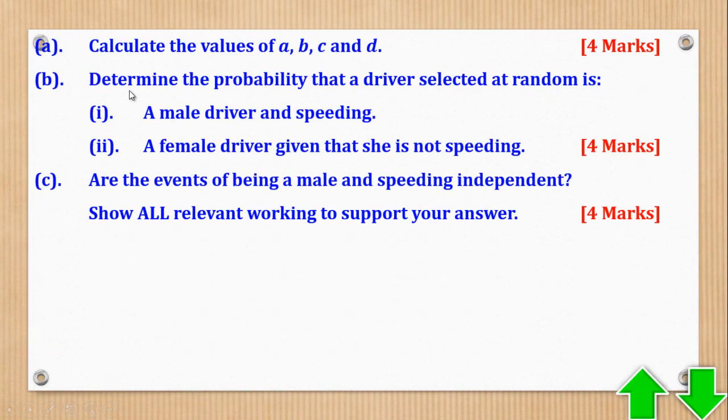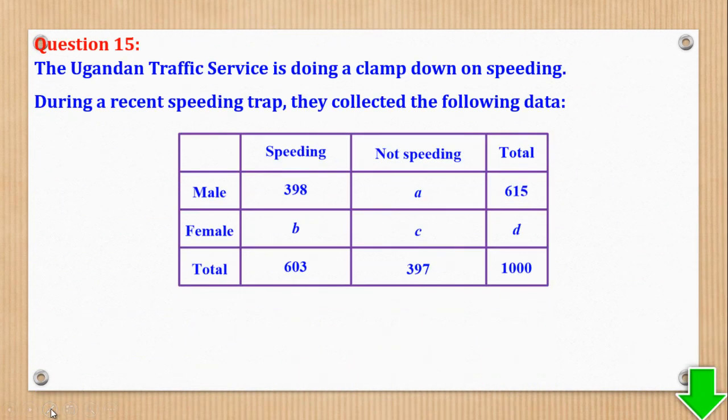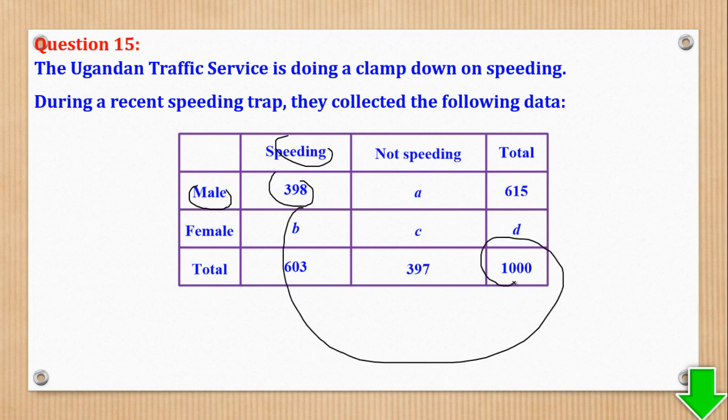Part B, they said, determine the probability that a driver selected at random is a male driver and speeding. That is intersection. So we shall look for male and speeding, which is that, over the sample space, which is 1,000.